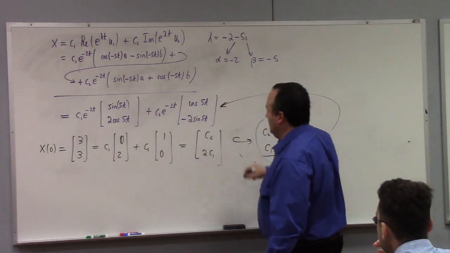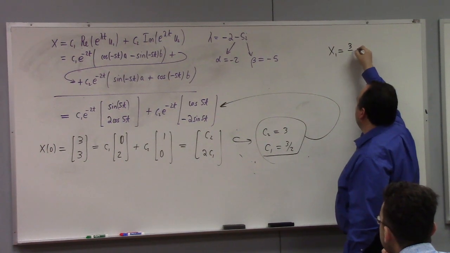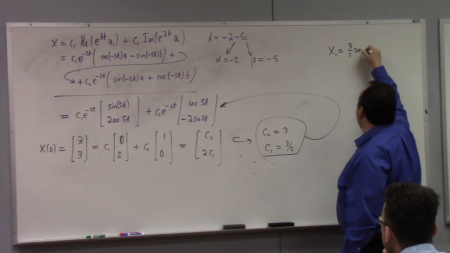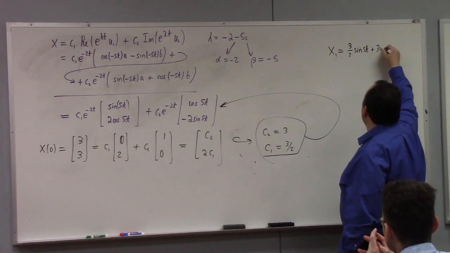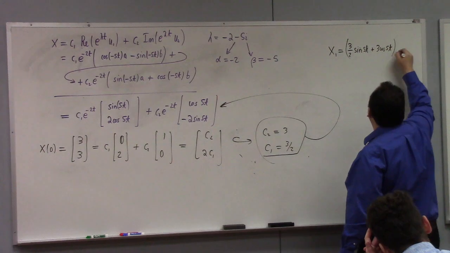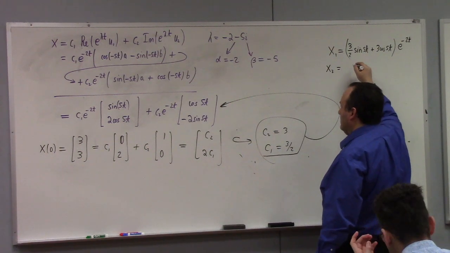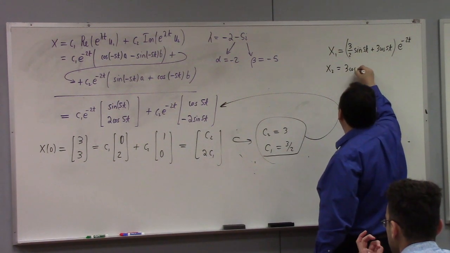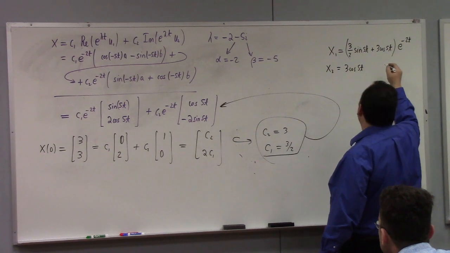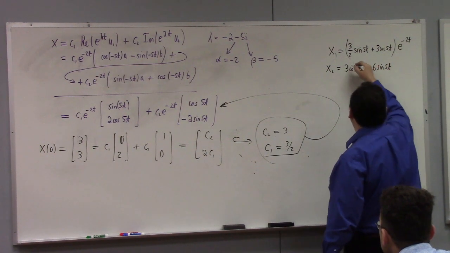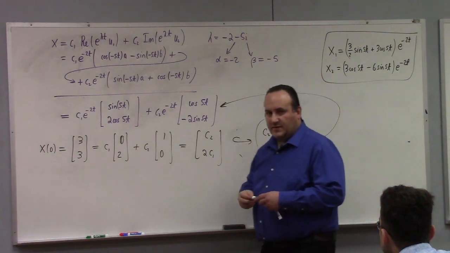Go back, stick those in here, and we'll get x1 is equal to 3/2 sine 5t plus 3 cosine 5t, all times e to the -2t, and x2 is 3 cos 5t minus 6 sine 5t, times e to the -2t. There you go. That's the honest to goodness solution to this complex differential equation.